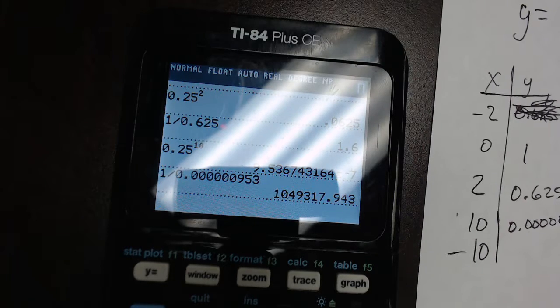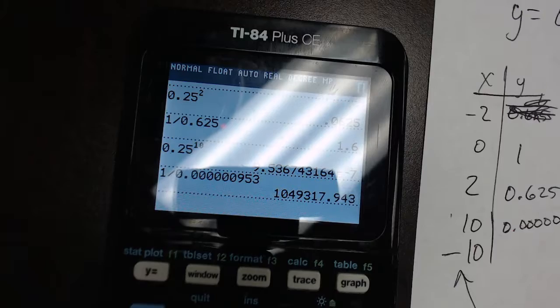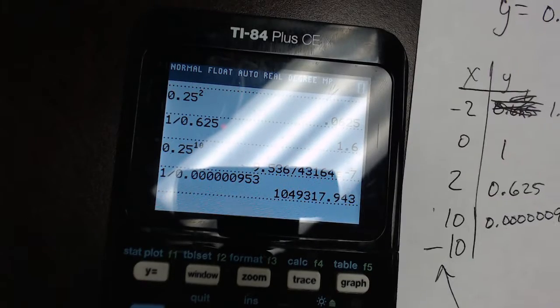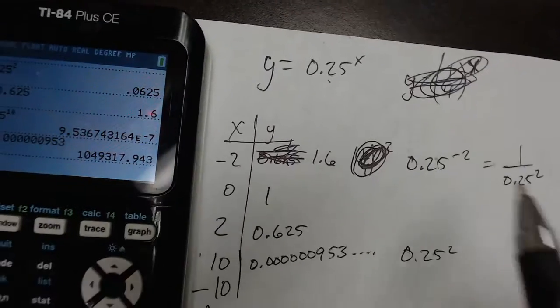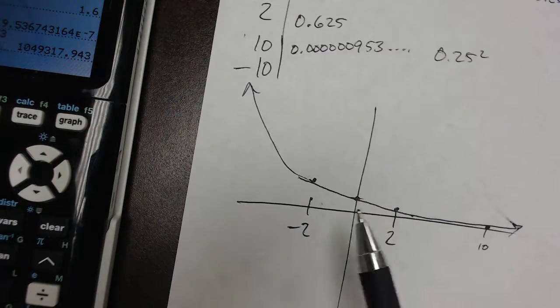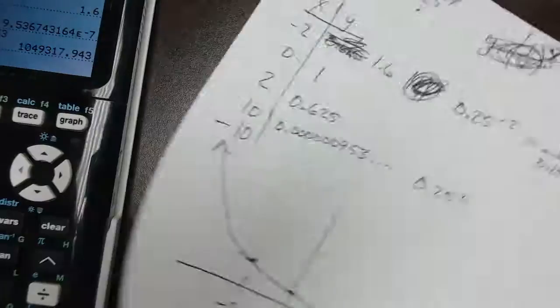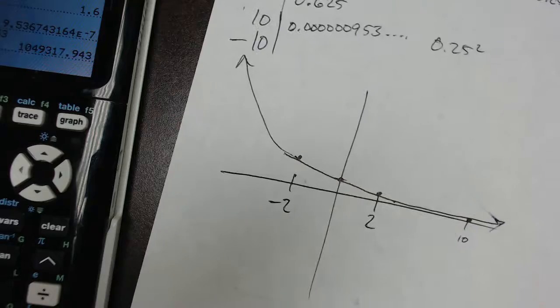So what we see is, once our base number becomes less than 1, the direction of the exponent switches around. So before, we were rising up to the right. Now we're rising up to the left. And that's it.